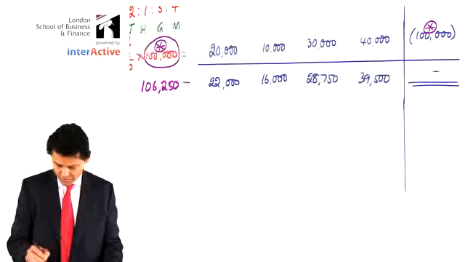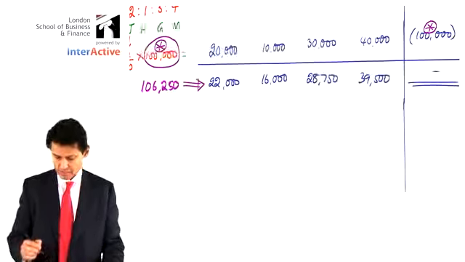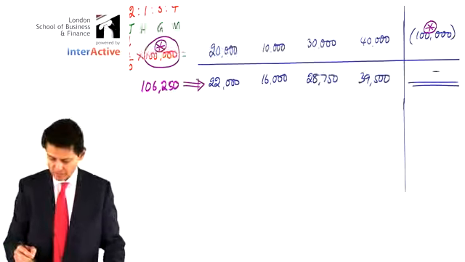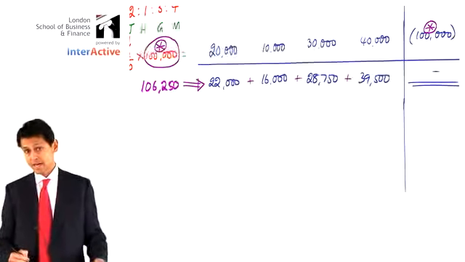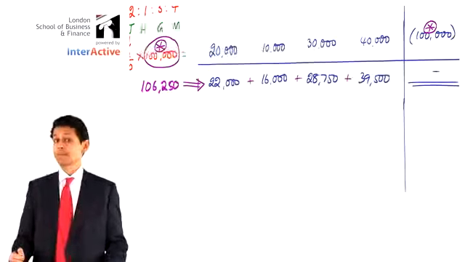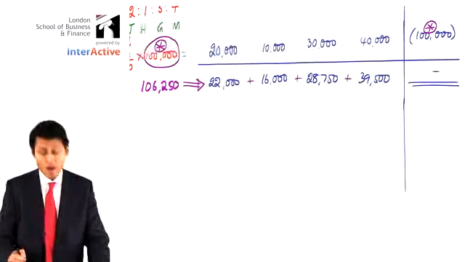106,250, which is basically broken down as you can see on the right. So all these figures do make sense now. The profit has been nicely shared out. So everyone is happy except Mark.